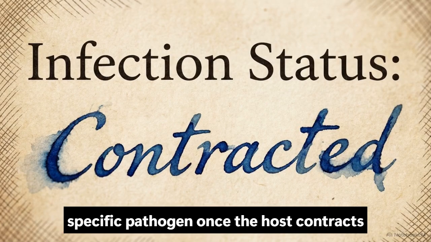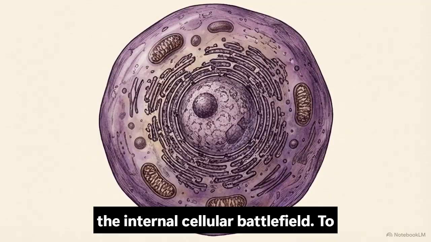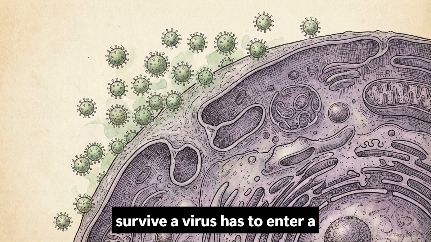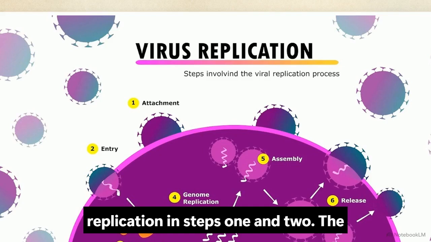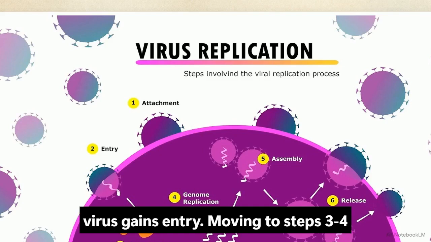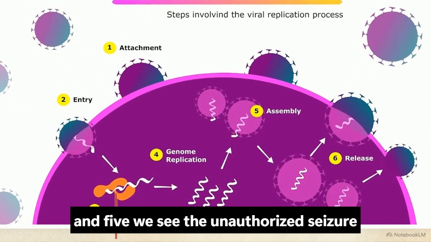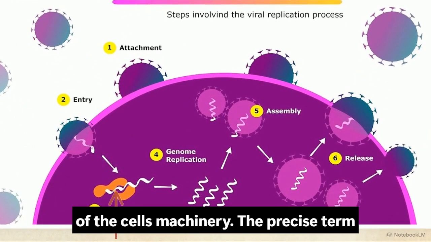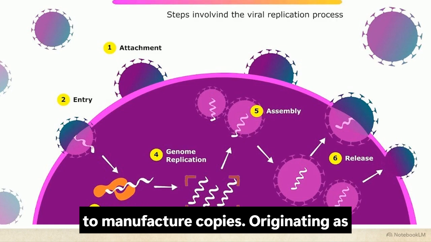Once the host contracts the disease, the narrative shifts to the internal cellular battlefield. To survive, a virus has to enter a healthy cell. This diagram maps viral replication. In steps 1 and 2, the virus gains entry. Moving to steps 3, 4, and 5, we see the unauthorized seizure of the cell's machinery. The precise term is hijack. The virus hijacks resources to manufacture copies.